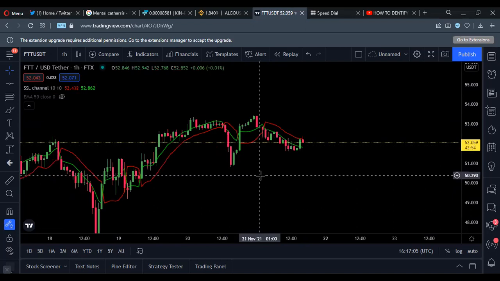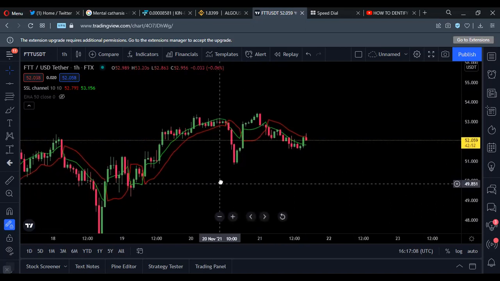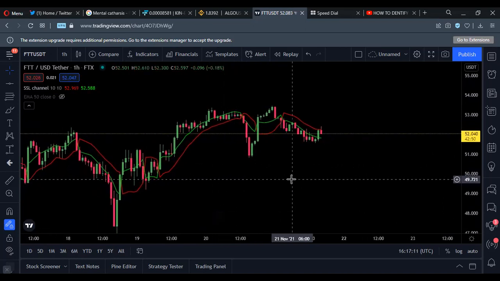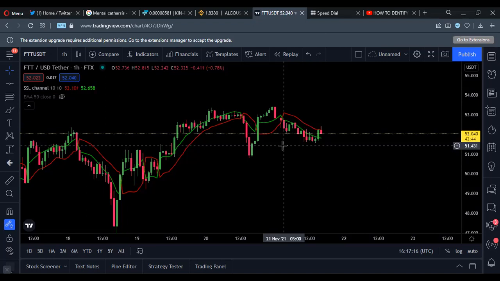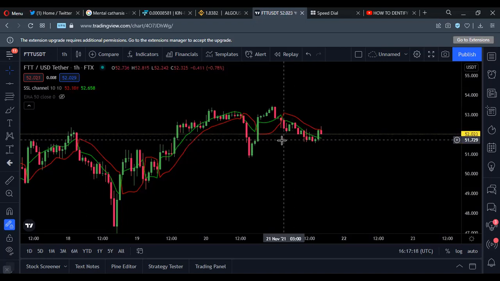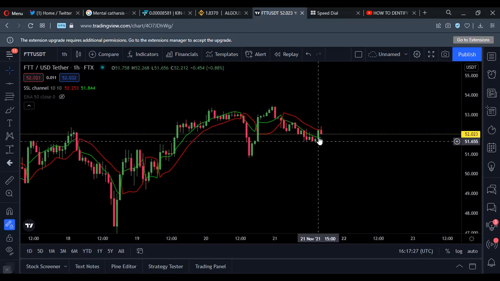Just like I said, what this SSL channel helps us to know is the current trend of the market. For instance, we are not going to do anything here because the purpose of this is just for you to identify the trend. Immediately the trend is changing, that's when you're supposed to enter. You don't enter when the trend has already moved.